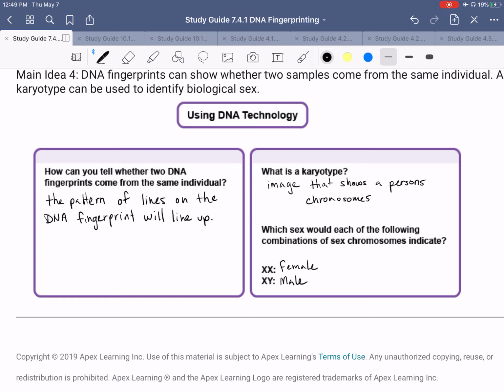So let's keep going to page 12. So a karyotype shows the X and Y chromosomes. The X and Y chromosomes can be seen on a karyotype. The X chromosome is much larger than the Y chromosome. The combination of sex chromosomes determines a person's biological sex.